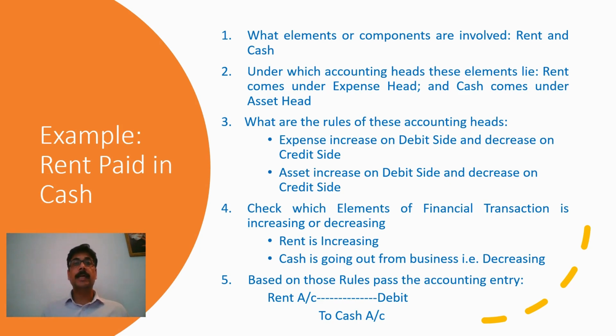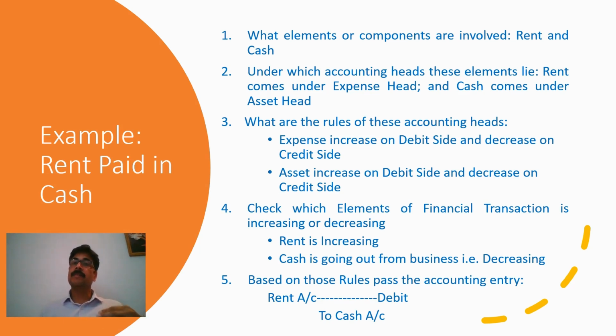The second element involved in this financial transaction is cash. Now cash is categorized under the head asset. Why are we categorizing cash under asset? Because the definition of an asset is anything which is owned and controlled by a business and that can be converted into cash. This is already in the form of cash, so cash is an asset.